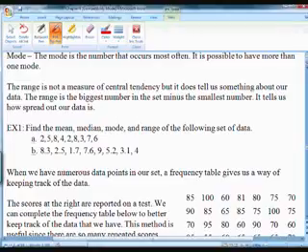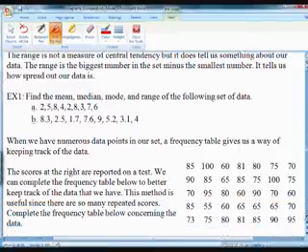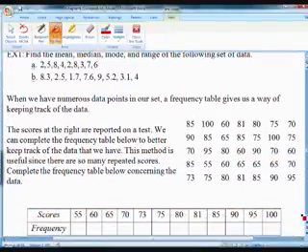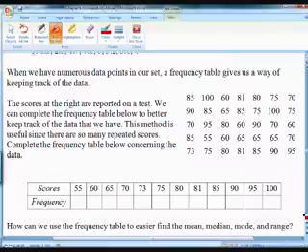Nearly done. Next part just gives us a way of keeping track. If we've got a ton of numbers, it shows you how to do a frequency table. This is really easy if you watch.